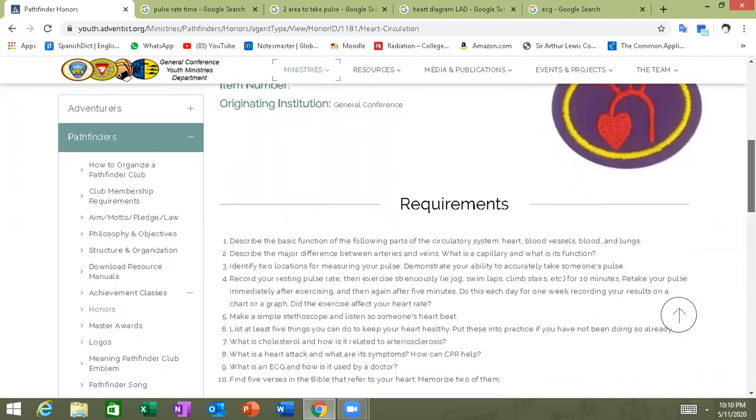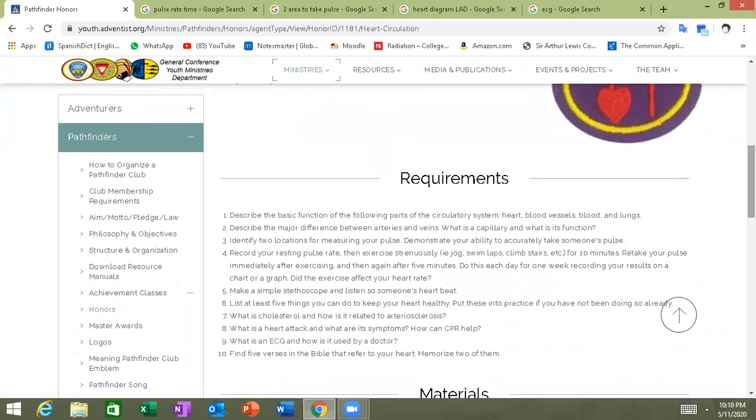Okay, so we're starting with number one, the requirements. It says describe the basic function of the following parts of the circulatory system: the heart, the blood vessels, the blood, and the lungs. Okay, so we know for sure that the heart is like a pump, basically. You pump your blood throughout the body to the extremities of your body, from your fingers to your toes.